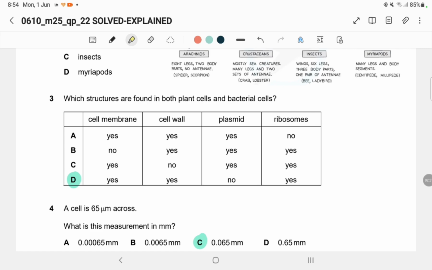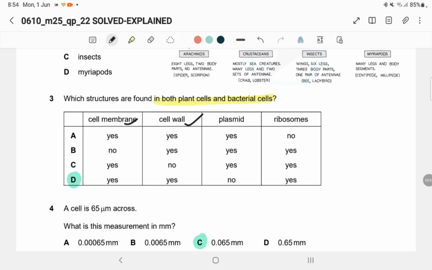Which structures are found in both plant cells and bacterial cells? So both plant cells and bacterial cells, of course, will share a cell membrane. They will share a cell wall, because plants have a cellulose cell wall and bacterial cells have a peptidoglycan cell wall. Plasmids, of course, will not, because bacterial cells are the ones which have plasmids, and we will find that in question number 40 in this exam paper. So basically plasmids are only found in bacterial cells for genetic modification and other purposes.